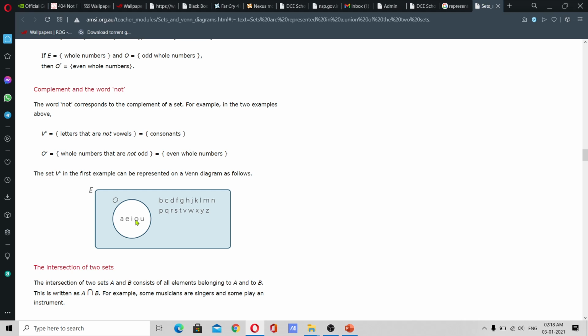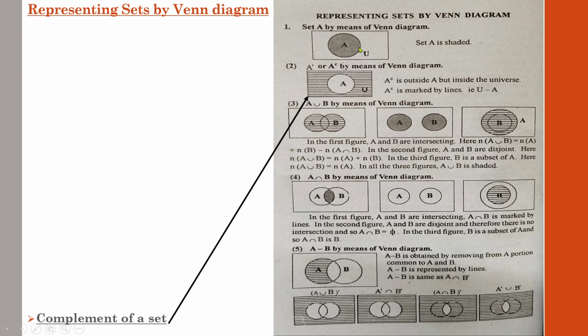Let us go to the next part. Previously we have learned the notation A raised to C, or A raised to dash. A raised to C means complement. It is represented by U minus A.